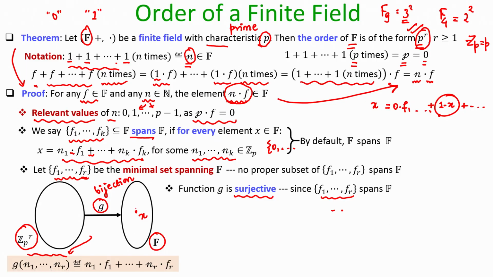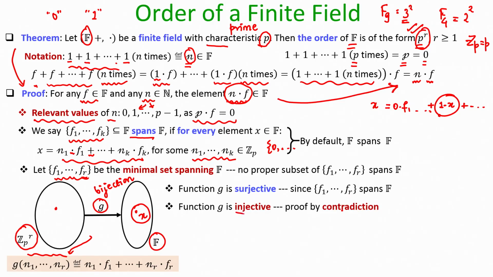Why? Because as per the definition of a spanning set, this element x can be expressed in terms of these R elements as per a linear combination, where the linear combiners will be from ZP, and how many such linear combiners I will need? I will need R such linear combiners, and if each of them is an element of ZP, basically the collection of the corresponding linear combiners is going to be an R tuple from this set ZP^R. So, that trivially proves that this function G is a surjective function.